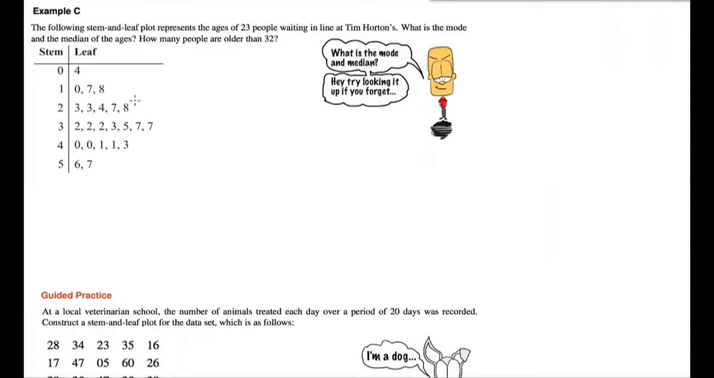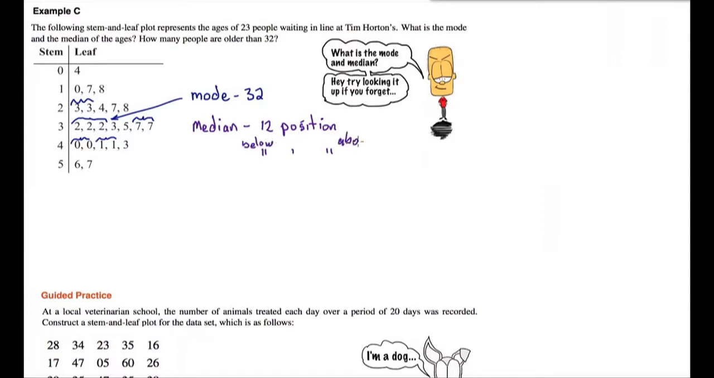Okay, example C, we have another stem and leaf plot with 23 people of different ages waiting in line at Tim Hortons. What is the mode? Well, we can see the mode is 32 because we have the most of that number. The median is going to be the 12th position because I have 11 below and 11 above one number because I've got 23 people. And that happens to also be 32, so the median's 32 and the mode's 32. And we're looking for how many people are older than 32. Just count it right there on the chart, and we see it's 11.